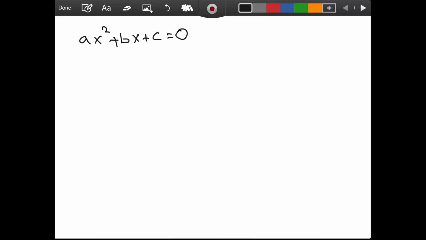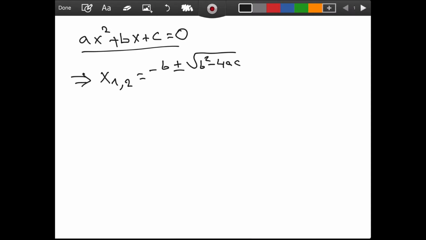So the formula tells us that if we have this equation, we can find its solutions. We can find the roots of it. We can find two values for x. And those values will be equal to negative b plus or minus the square root of the quantity b squared minus 4ac all divided by 2a. This is what the formula tells us.